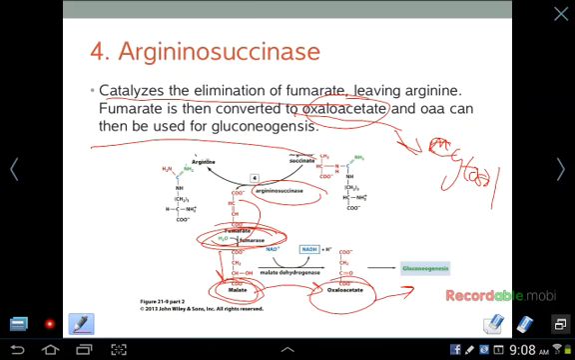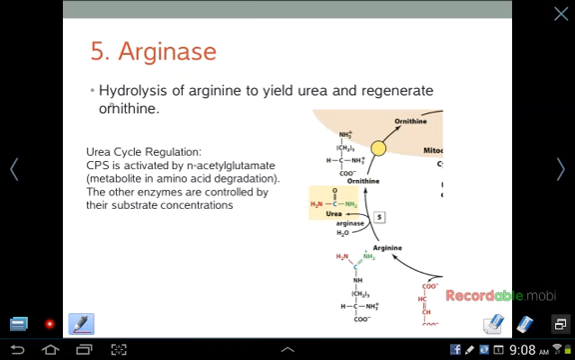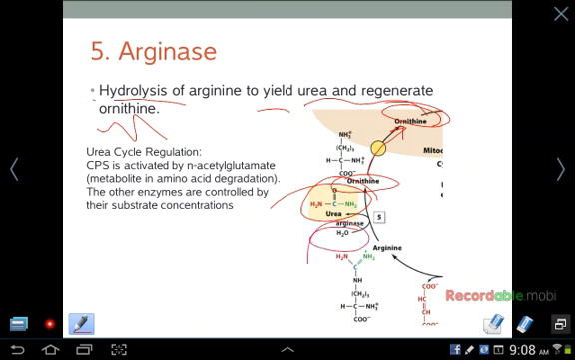Okay, our other side product is arginine, the amino acid arginine. Arginase then hydrolyzes arginine to yield urea and regenerate the ornithine that we need to start a new cycle. As you see here, here's our ornithine that's regenerated. Ornithine in the cytosol has to be transported back into the mitochondria to start a new round of the urea cycle, and we release urea. The hydrolysis requires a molecule of water to break that bond in step 5.